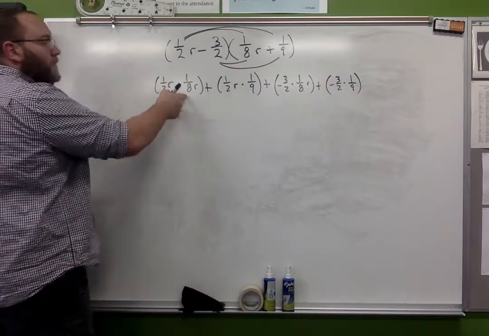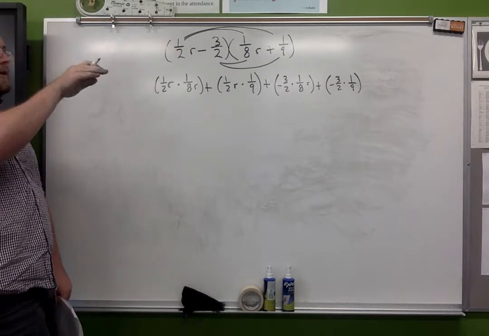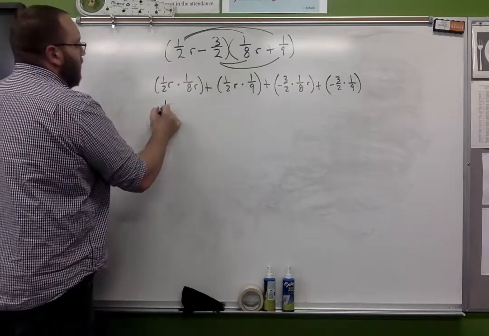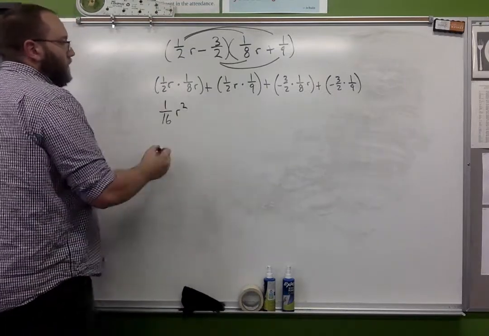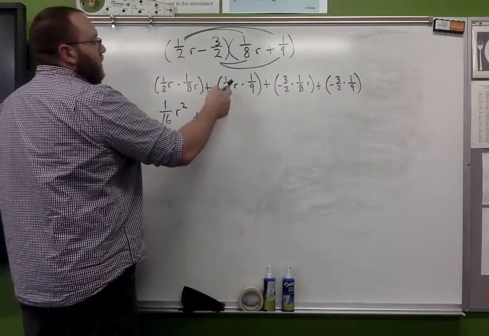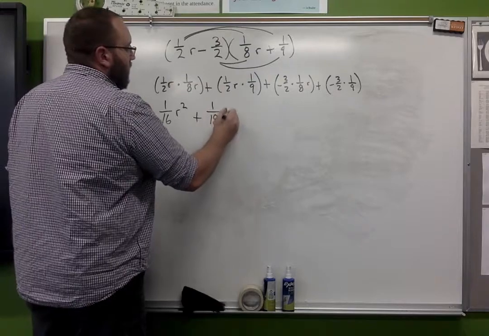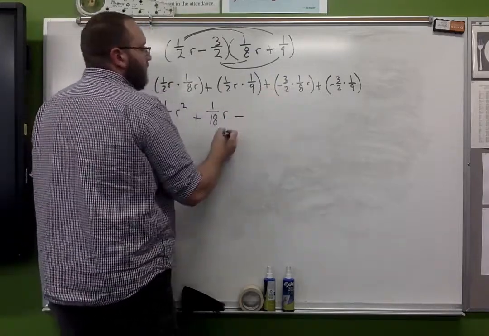1/2 times 1/8. Remember, when you multiply fractions, you don't need a common denominator. You multiply numerator times numerator, denominator times denominator. So 1 over 16 r squared, right, r times r, plus 1/2 times 1/9 is 1 over 18 times r. Negative and a positive makes a negative.